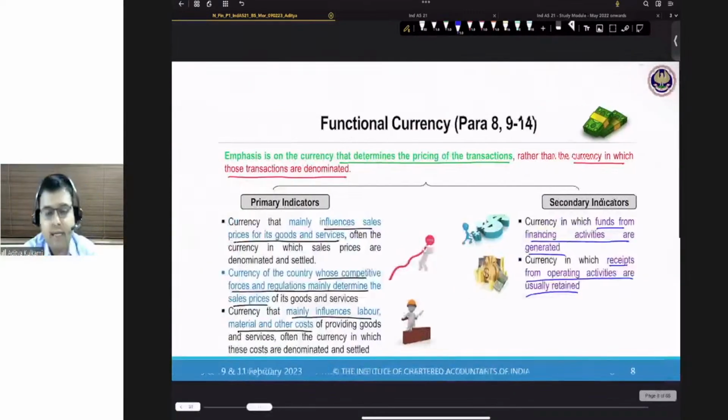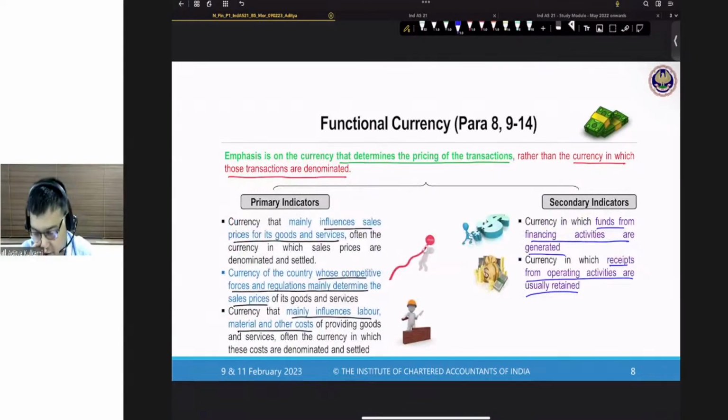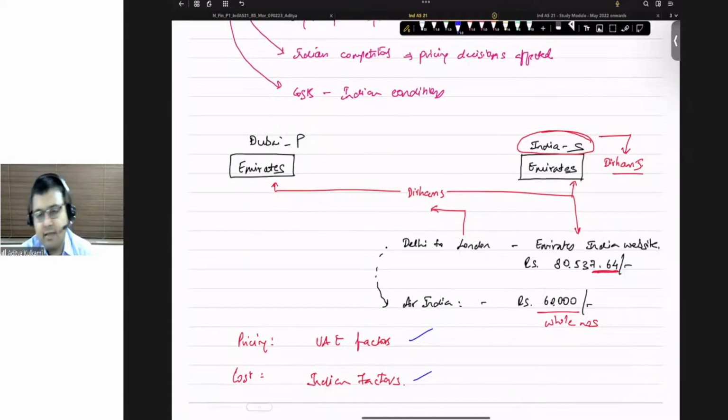Okay. So that is the meaning of functional currency. Very vital, very important to understand, because if you make a mistake here, your whole reporting is gone for a toss. In this case, the Emirates Indian subsidiary under AS 11 would obviously prepare its financial statements in INR, because the reporting currency was the domestic currency under AS 11. Simple. But here in India, you will have to prepare the financial statements in dirhams.